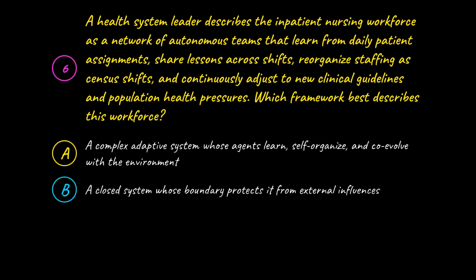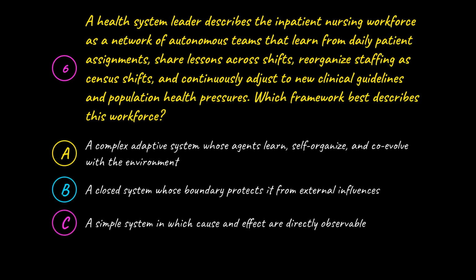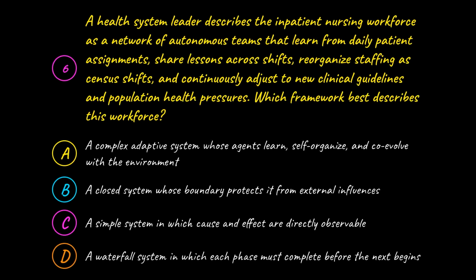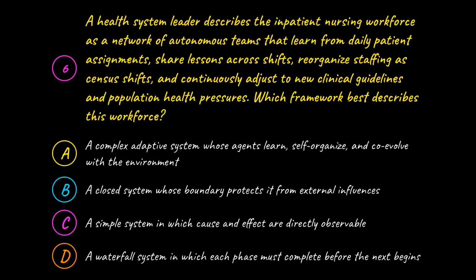B. A closed system whose boundary protects it from external influences. C. A simple system in which cause and effect are directly observable. D. A waterfall system in which each phase must complete before the next begins. Which would you go with? Lock it in before the reveal.